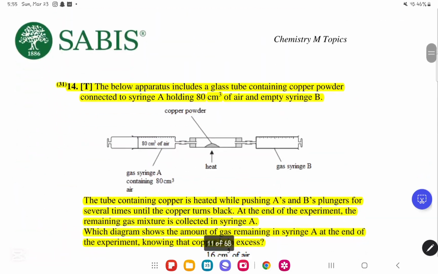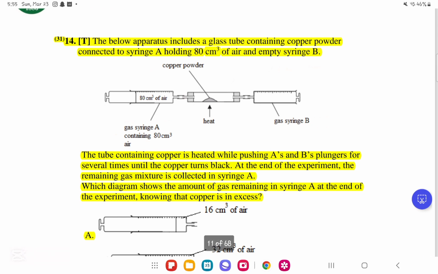We move on to question number 14. The below apparatus includes a glass tube containing copper powder connected to a syringe. Syringe A holding 80 centimeter cubed of air and empty syringe B. The tube containing copper is heated while pushing A's and B's plungers several times until the copper turns black. At the end of the experiment, the remaining gas mixture is collected in syringe A. The diagram shows the amount of gas remaining in syringe A at the end of the experiment, knowing that the copper is in excess.